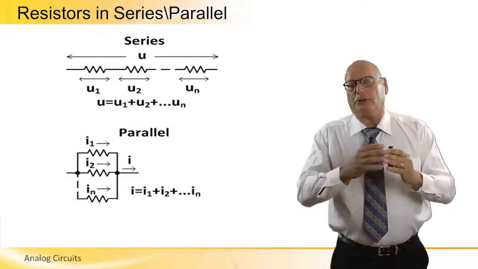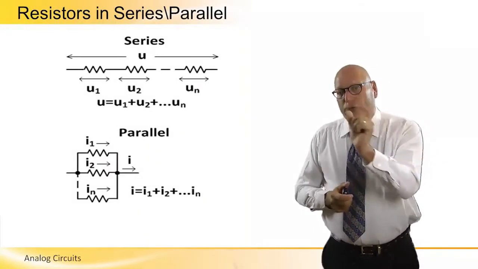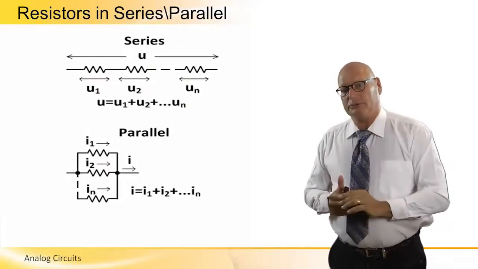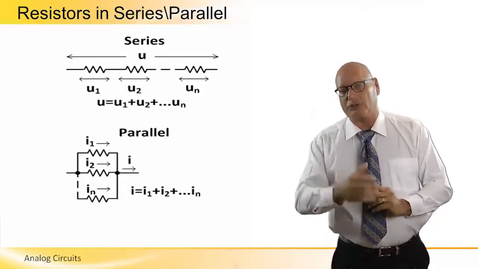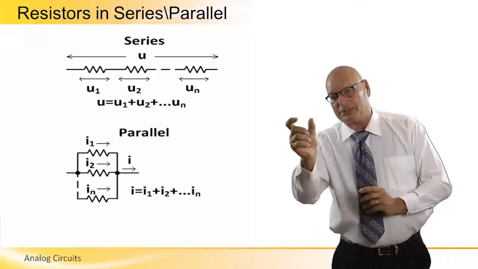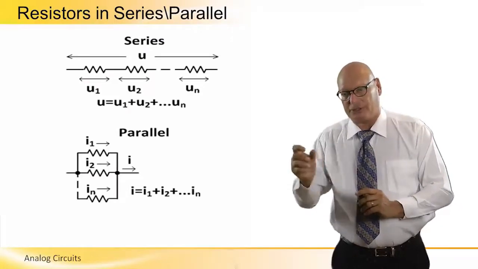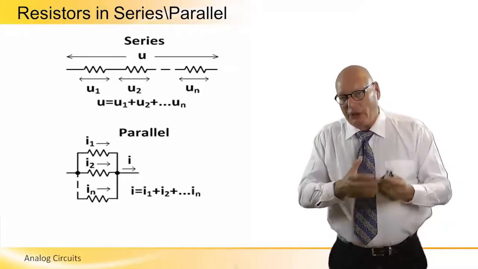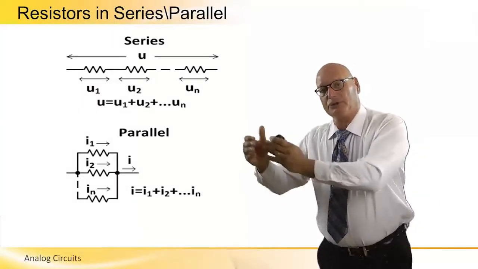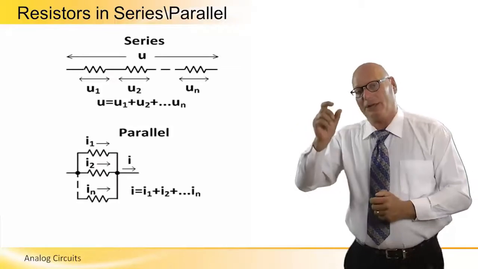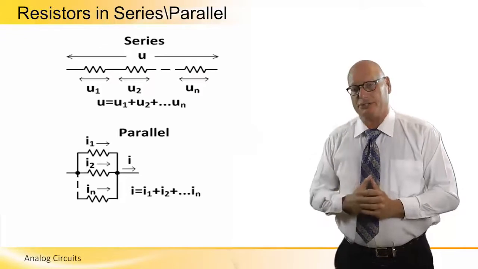Now let's look at this from a current and voltage point of view. We looked at three resistors in series. On each of them, there is a voltage drop. On resistor number 1, there's a U1 voltage drop. On resistor number 2, there's a U2 voltage drop. And on resistor number N in the chain of resistors, it will be UN. And the voltage across them, U, will be U1 plus U2 plus U3, etc., all the way up to the very last voltage drop on the very last resistor.